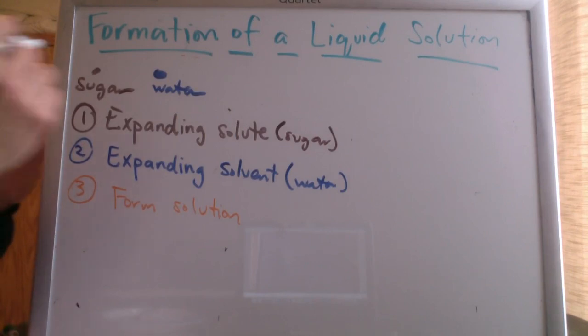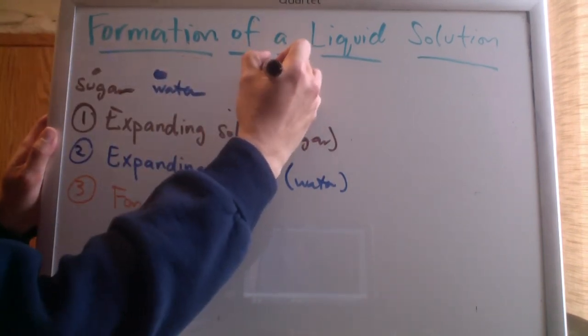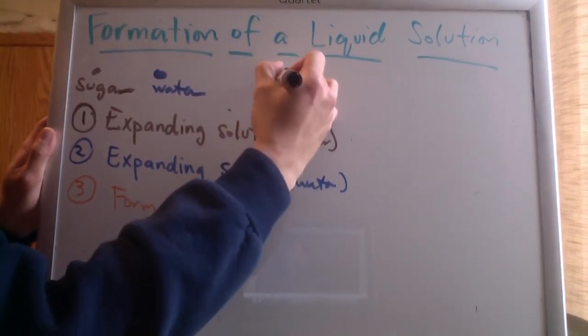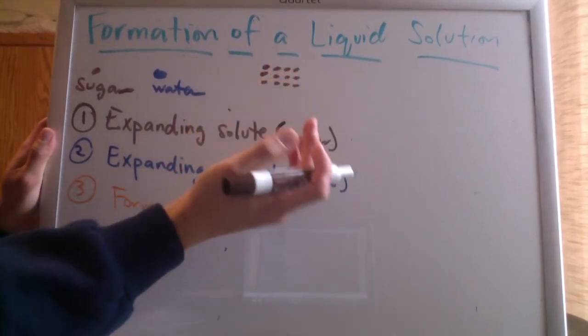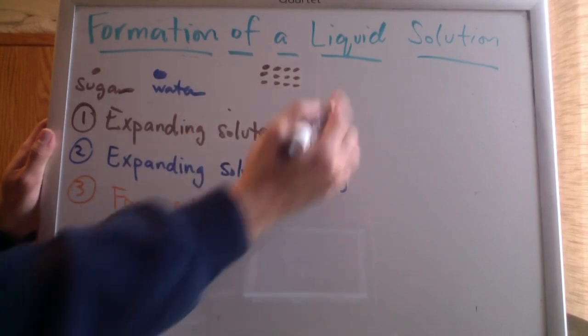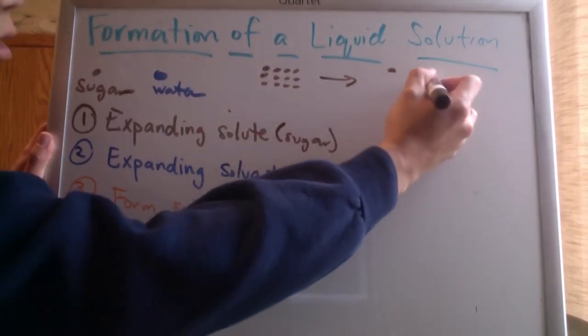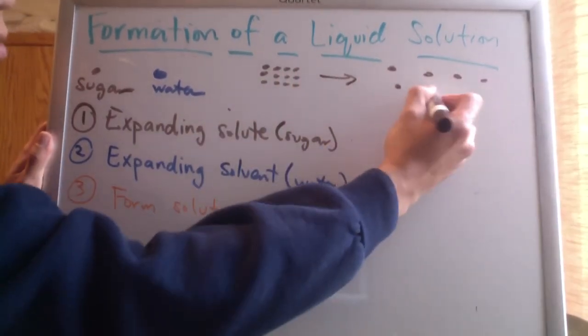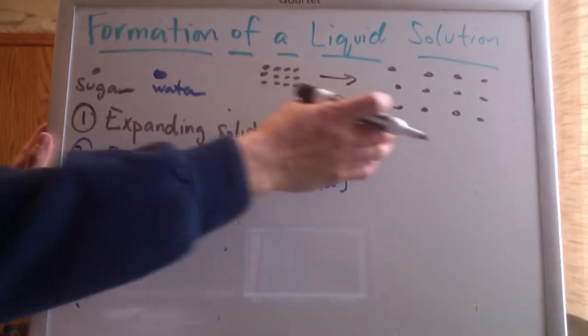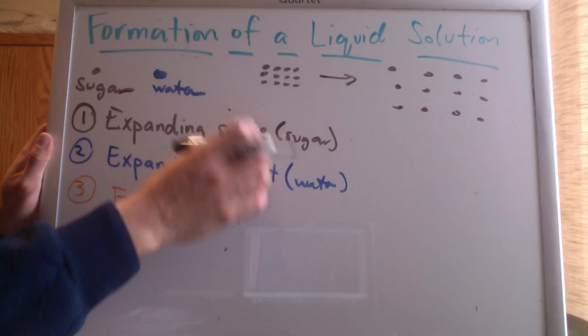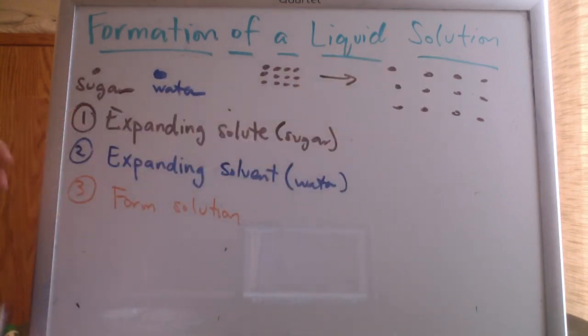Well, here, on a molecular level, expanding the solute. If we had these particles, and the sugar molecules were like this, expanding it would look something to this degree. So we make room for the solute and the solvent particles to fit into each other. All right, so that's step 1, expanding the solute. So would the delta H be positive or would it be negative?